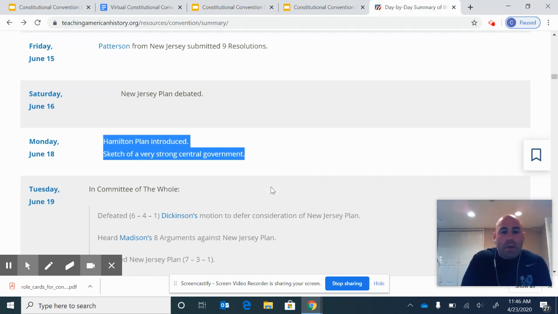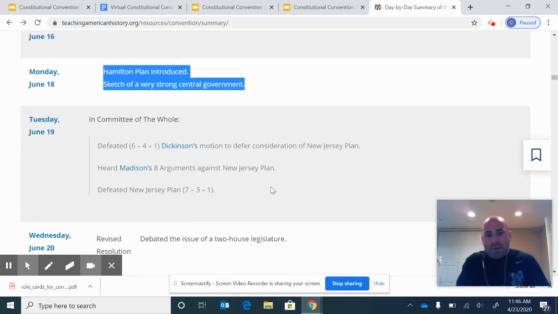So there's a lot happening. It's not just like, oh, hey, we did this, and then we voted, and it worked out, and now we have this document. There was a lot of debating, and eventually we'll see a lot of compromising.